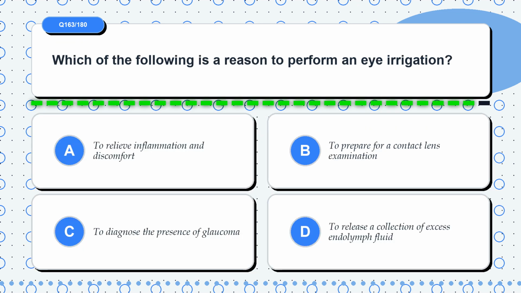Question 163. Which of the following is a reason to perform an eye irrigation? Here are the options. Option A, to relieve inflammation and discomfort. Option B, to prepare for a contact lens examination. Option C, to diagnose the presence of glaucoma. Option D, to release a collection of excess endolymph fluid.